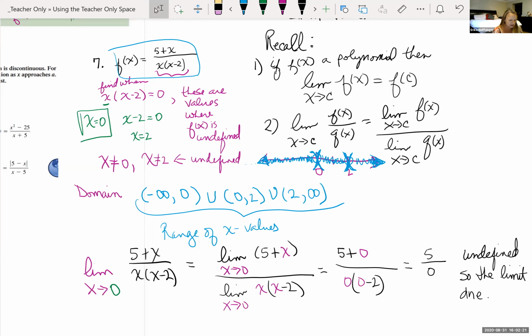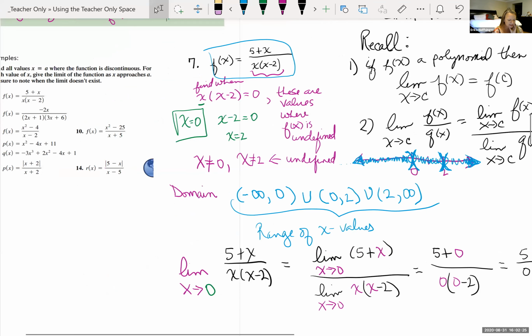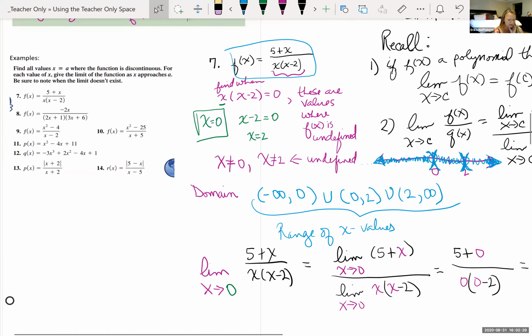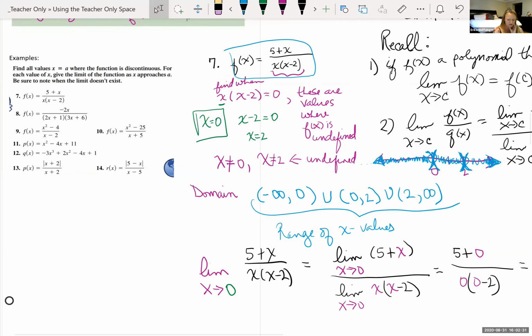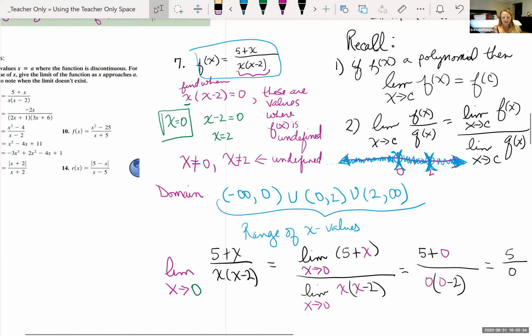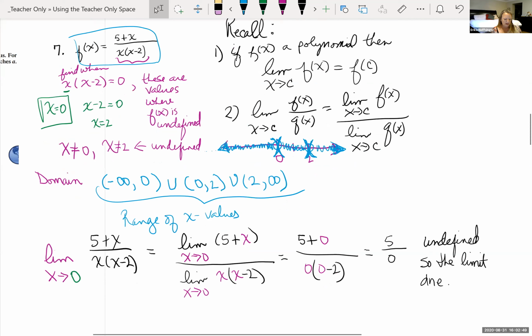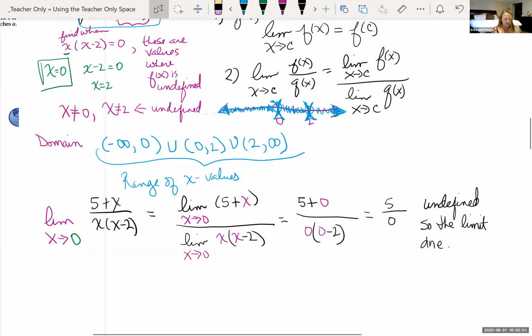Let me just see what it was saying. So for each value of x, give the limit of a function as x approaches a. Be sure to note when the limit doesn't exist. So how could we tell what's going on here? Can we tell if it's blowing up to positive infinity or negative infinity? Another way to look, let's see.